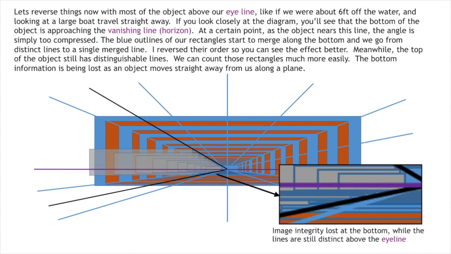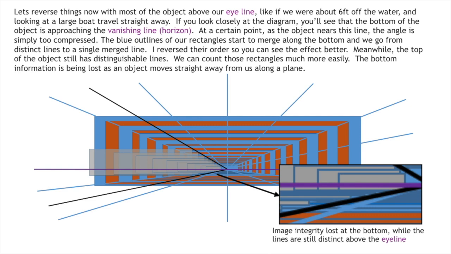Let's reverse things now with most of the object above our eye line. So before it was mostly below, now it's mostly above. Like let's say if we were 6 feet off the water and looking at a large boat that was 18, 20 feet high traveling away from us. So again, our eye line would take up only about 6 feet worth of the bottom of that boat, and the remaining 12 to 20 feet would be above our eye line.